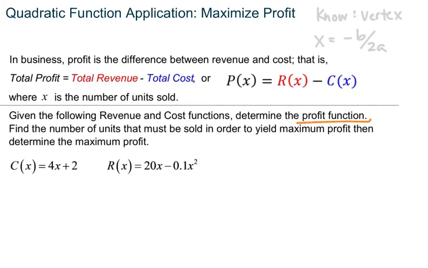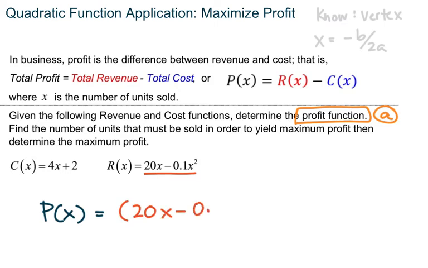So part A here, we need that profit function. Remember, as we've just stated, profit, P(x), is going to equal revenue. My revenue function is 20x - 0.1x², minus my cost function. And my cost function is 4x + 2.